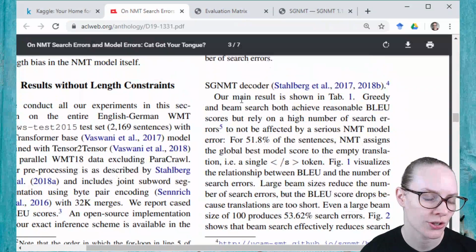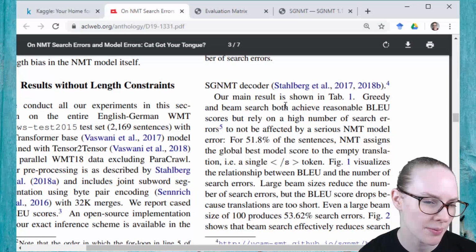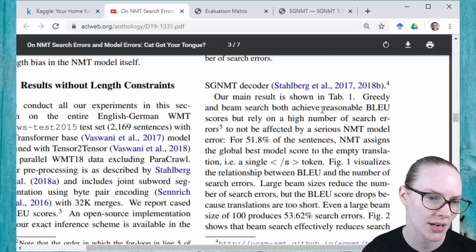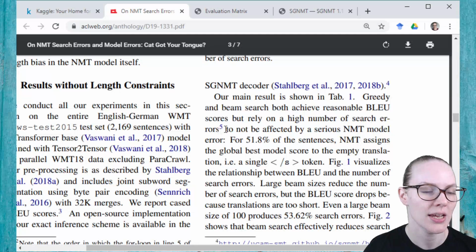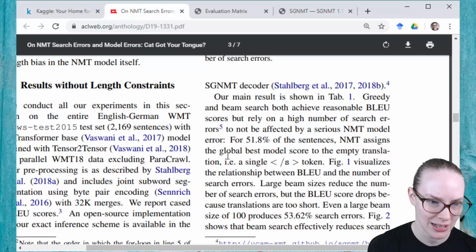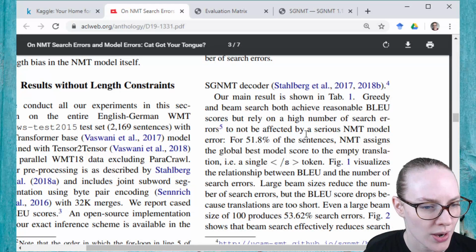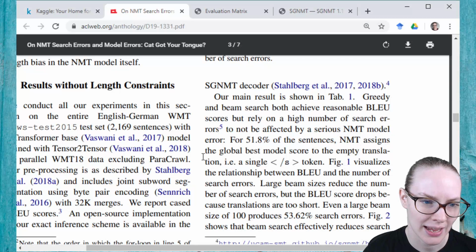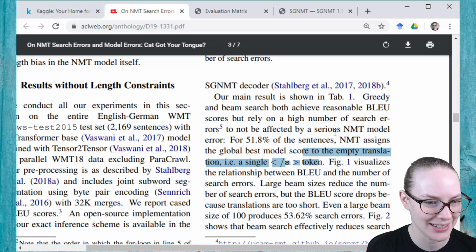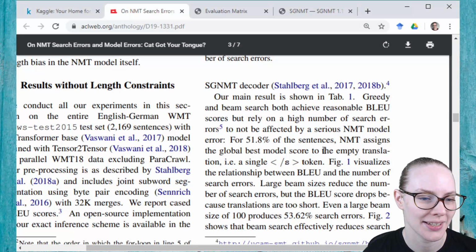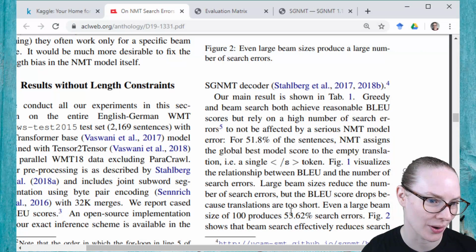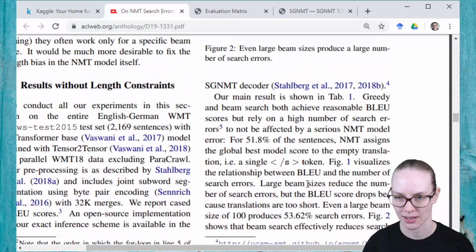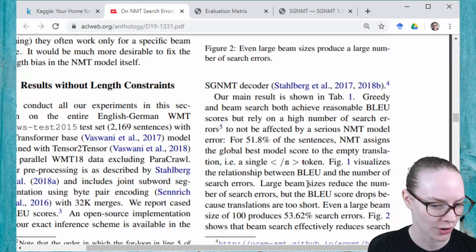Our main results are shown in Table 1. Greedy and beam search both achieve reasonable BLEU scores, but rely on a high number of search errors to not be affected by serious NMT model error. For 51.8% of the sentences, NMT assigns the global best model score to the empty translation, i.e. a single token, which is not good in terms of being super useful, but I think makes sense given the fact that there's a penalty for longer translations.